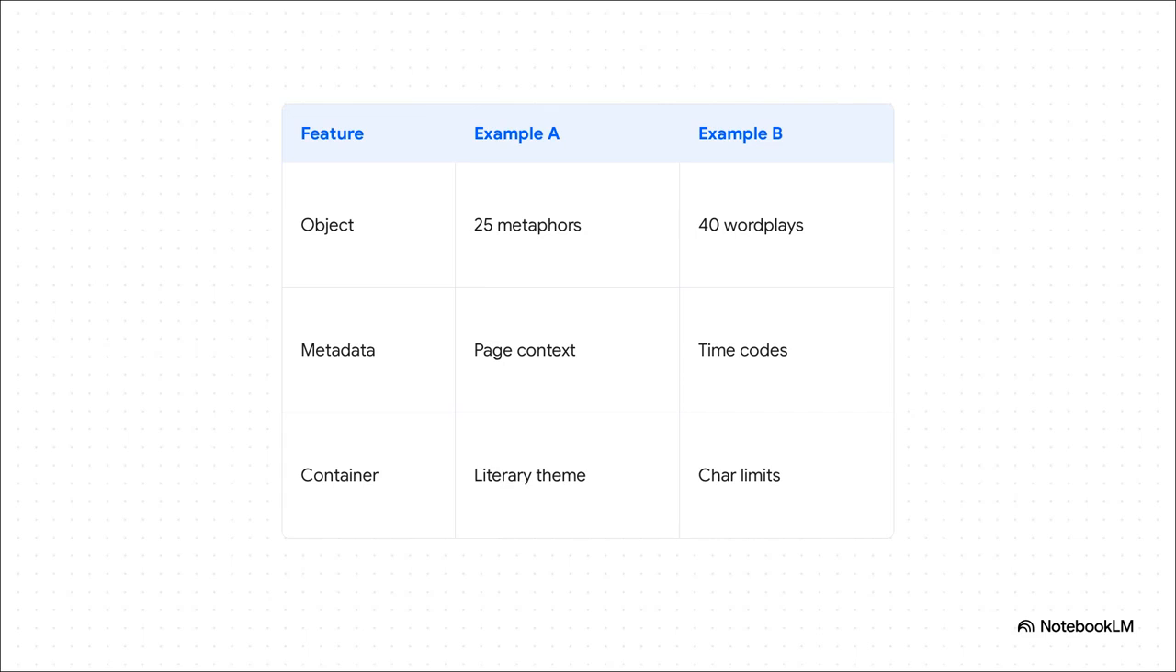Let's see how this builds together by comparing two different methodologies. Take a classic text analysis thesis. Your object might be 25 metaphors. The metadata is the exact page context, and the container is a specific literary theme. Now, compare that with a multimedia translation thesis. The object is 40 wordplay segments. The metadata uses specific timecodes, and the constraints involve on-screen character limits. In both cases, the container, the object, and the metadata lock together perfectly to create a totally feasible operational study.